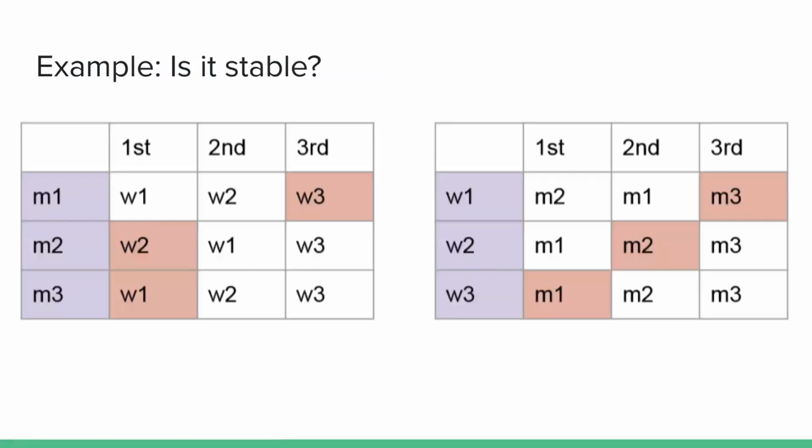All right. So let's practice it then. So say we're given these men and these women with the preference lists up here, and the colorings indicate the people that they're matched with. Would this matching be stable?